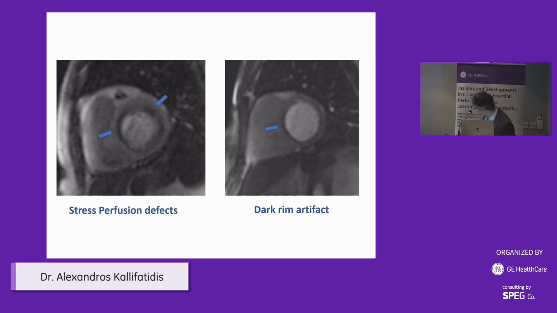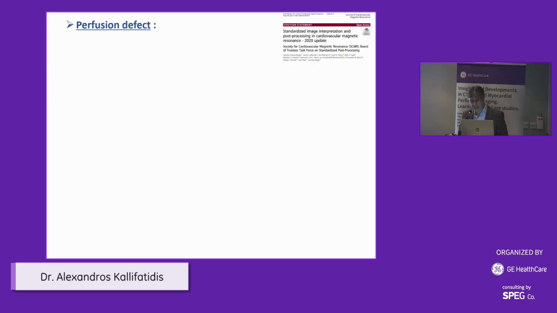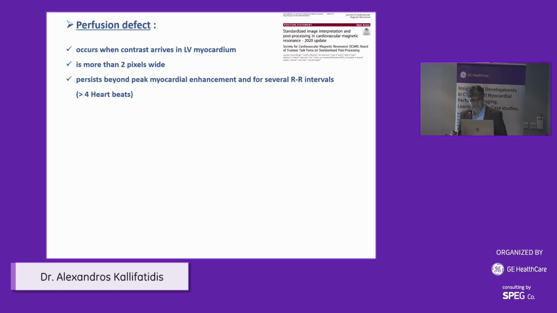Here we can see an example. On the contrary, here we see perfusion deficits in different segments of the myocardium, and we have to keep in mind that a perfusion defect occurs when contrast arrives in the left ventricular myocardium. It is more than 2 pixels wide.